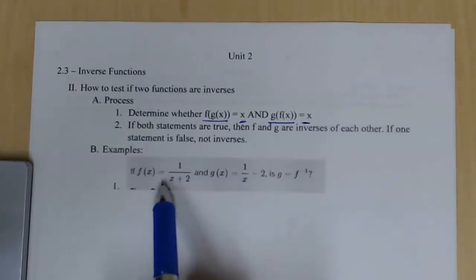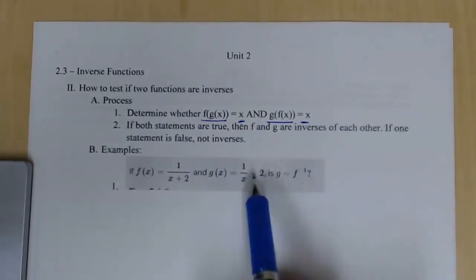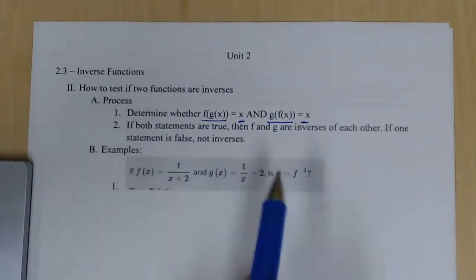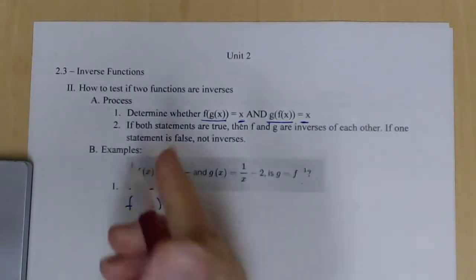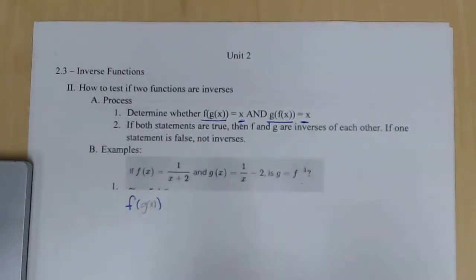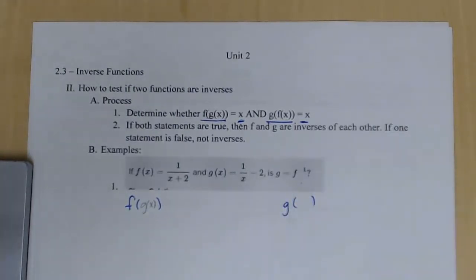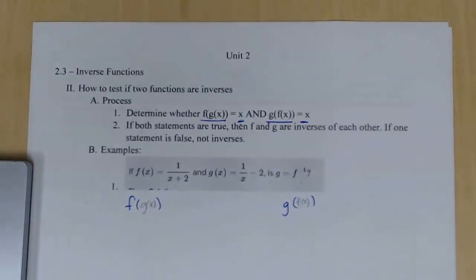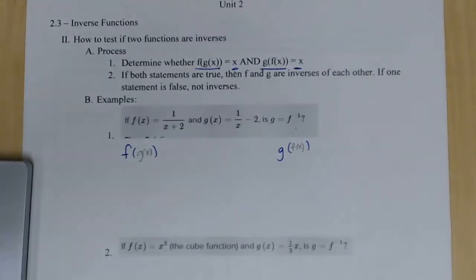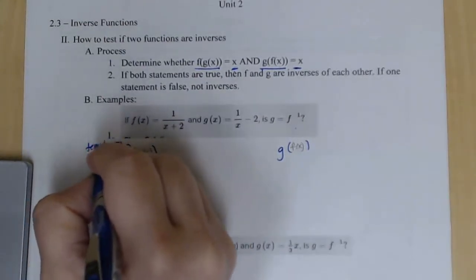So if f is equal to this and g is equal to this, is g equal to f inverse? Meaning, is this the inverse function of this one? So we're going to have to compose them together. We're going to have to do f composed with g, and we're going to have to do g composed with f, and figure out if we can do this. Again, going back to what we did in 2.1. So remember, the first letter is your template.